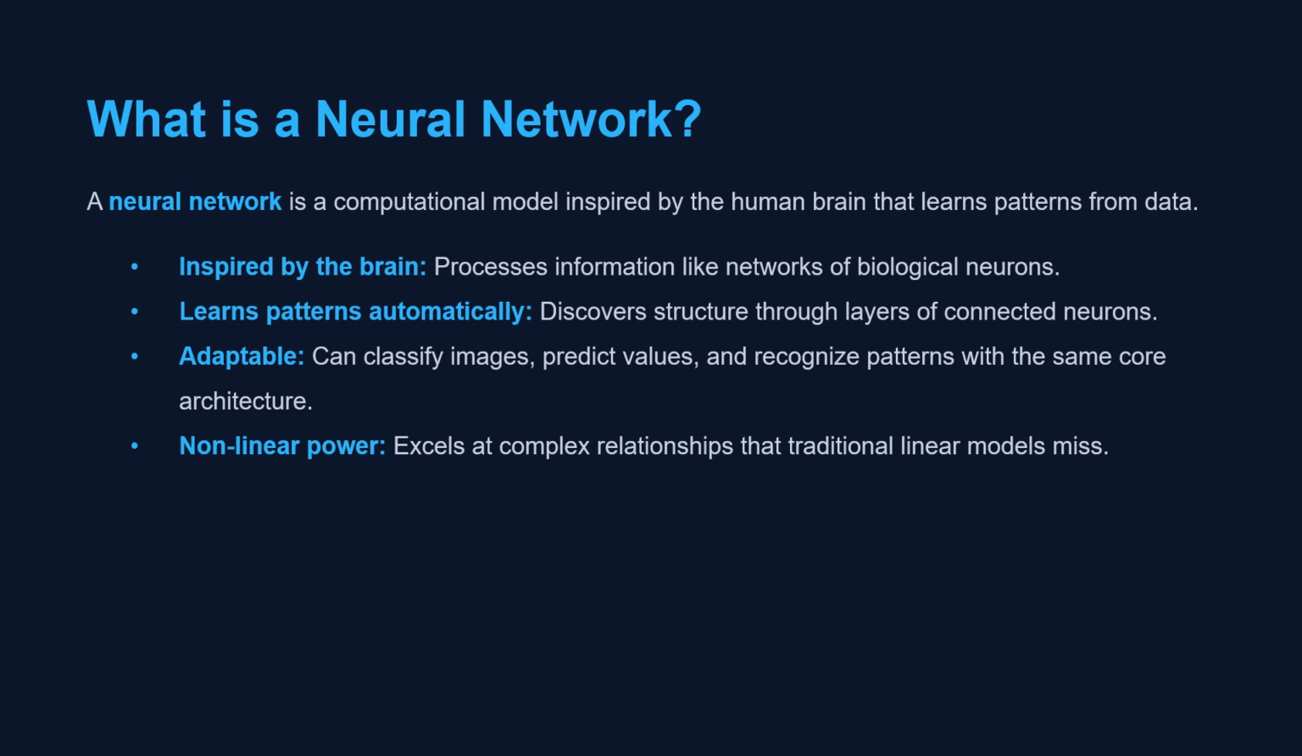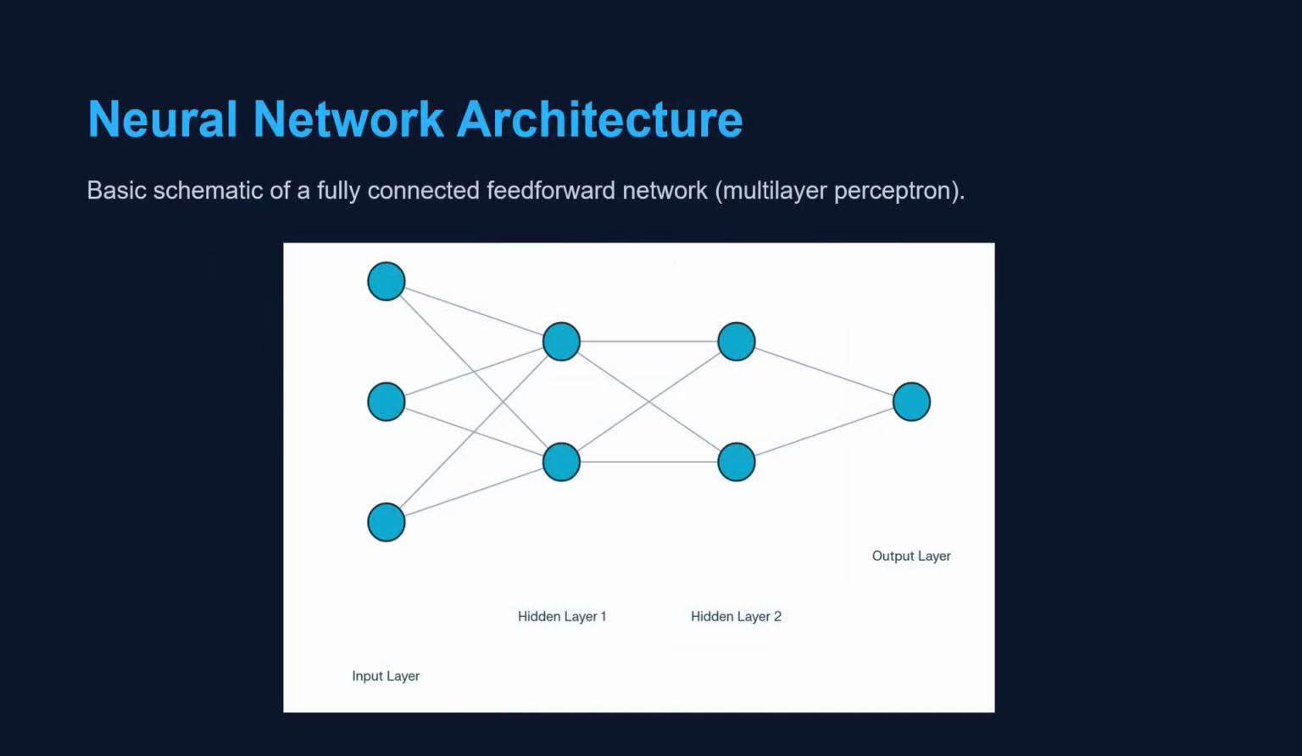To understand that better, let's look at the architecture. Here's what a neural network looks like. Input layer, left, where data enters. 3 neurons in this example. Hidden layers, middle, the thinking layers with 2 neurons each. In real networks, these can have hundreds or thousands. Output layer, right, produces the final prediction.